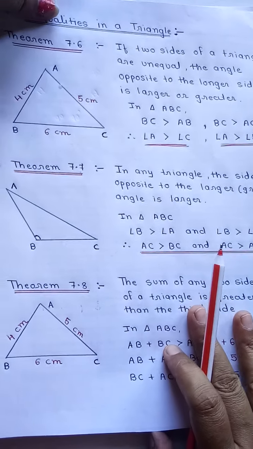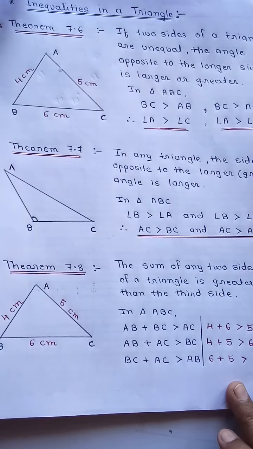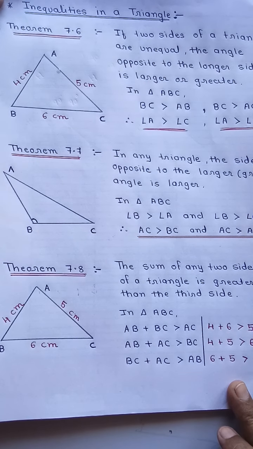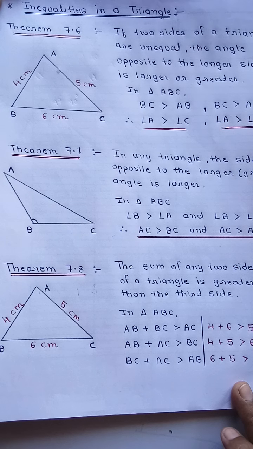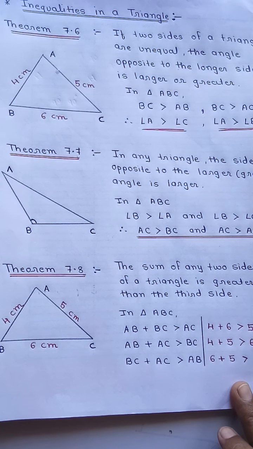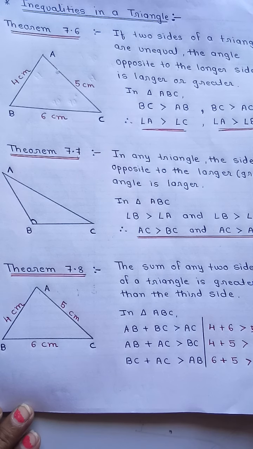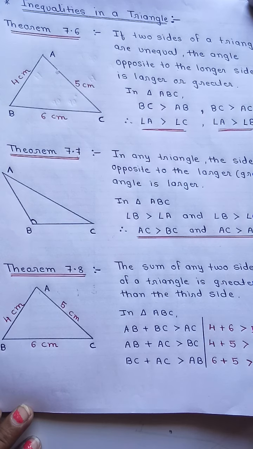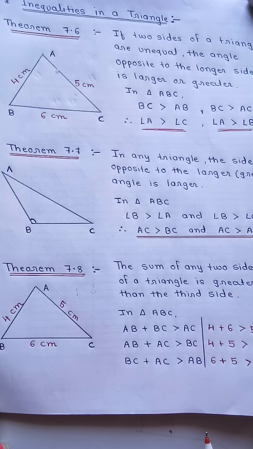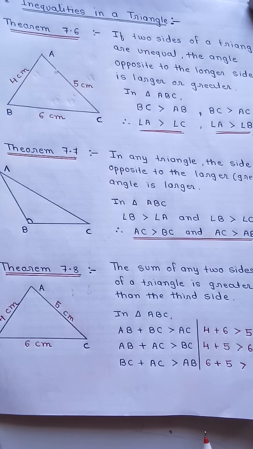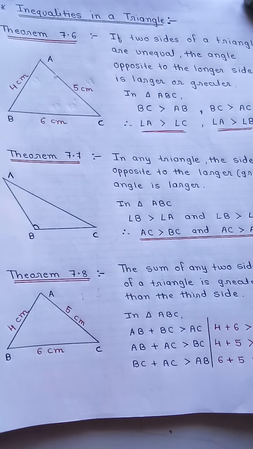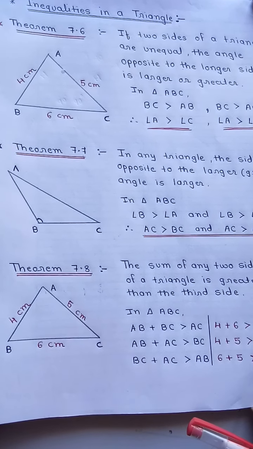Now next theorem is theorem 7.7. These theorems are very important in further studies, also use of this will come. See now theorem 7.7. In any triangle, the side opposite to the larger angle is larger. Exactly you can say it is opposite. That is, in last theorem we studied if side is greater, its opposite angle is greater. Now exactly inverse, if angle is greater, its opposite side is greater.